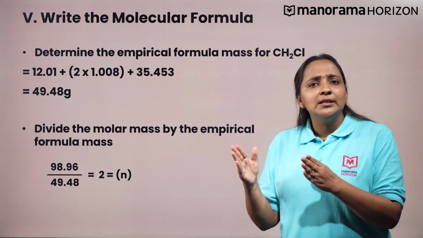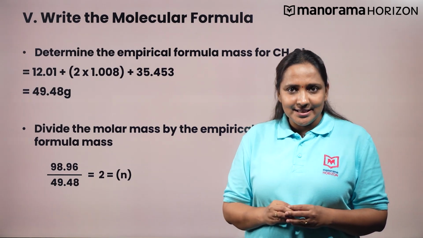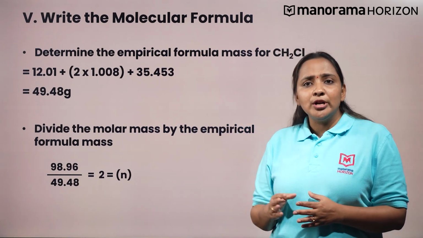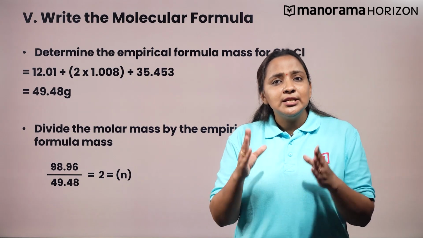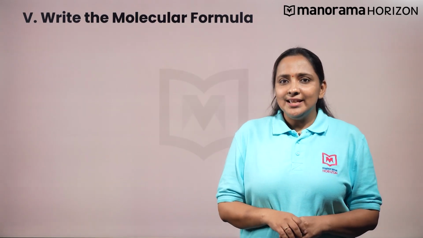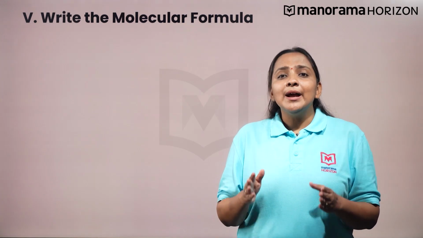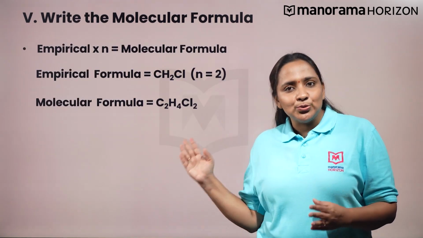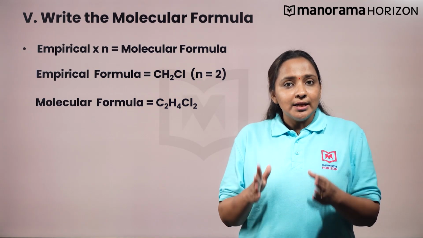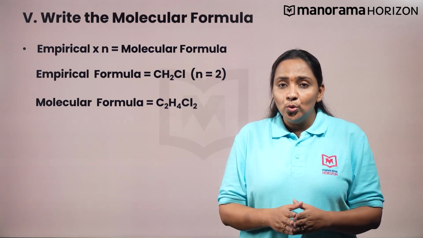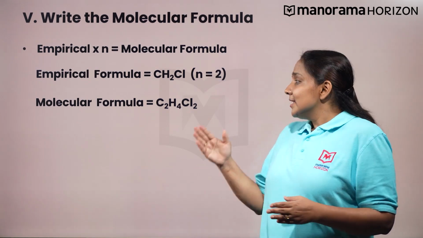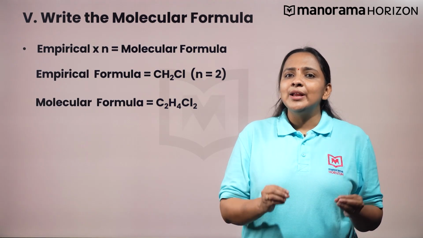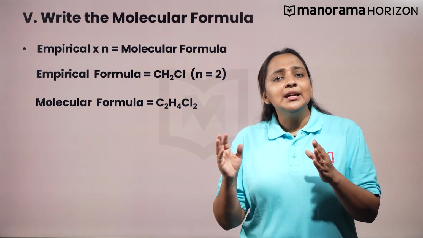Step 2 is to divide the molar mass by empirical formula mass. The molar mass given in the question is 98.96 grams. So, on dividing 98.96 by 49.48, we get 2, which is denoted by the number n. Step 3 is to multiply the empirical formula by n to obtain the molecular formula. The empirical formula is CH2Cl and n is equal to 2. Thus, on multiplying each atom by 2, we get the molecular formula as C2H4Cl2.